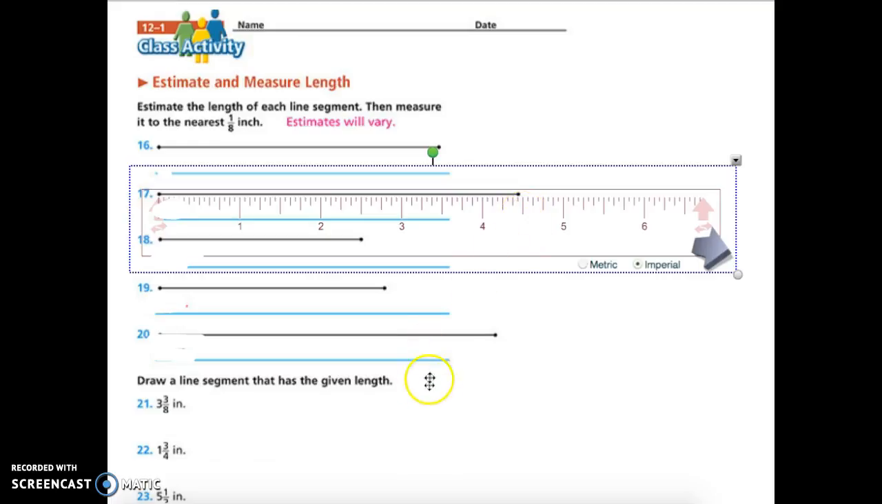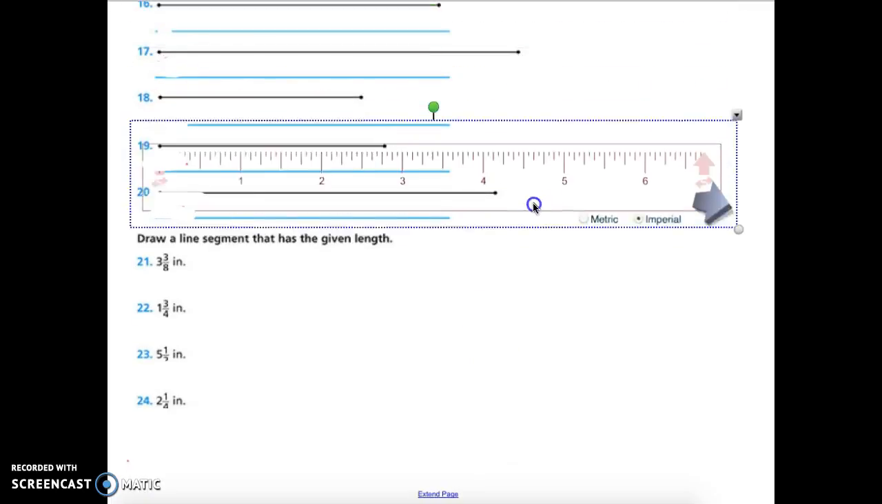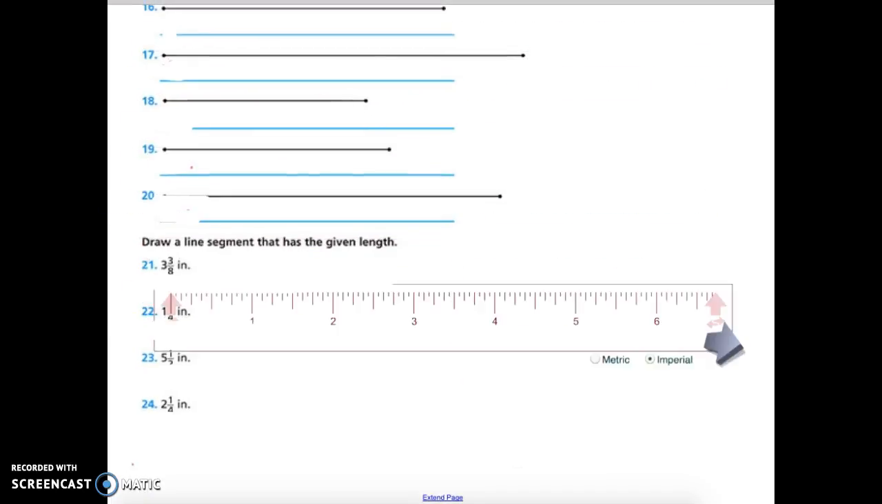Now, you'll also be asked to draw some line segments. So if I come down here, and let's look at number 21. All right, and they want me to actually draw the length. So they want 3 3/8 inches. So I'm going to start, and I'm going to figure out what 3/8 is first. I know what 3 inches, 1, 2, 3, but 3/8.